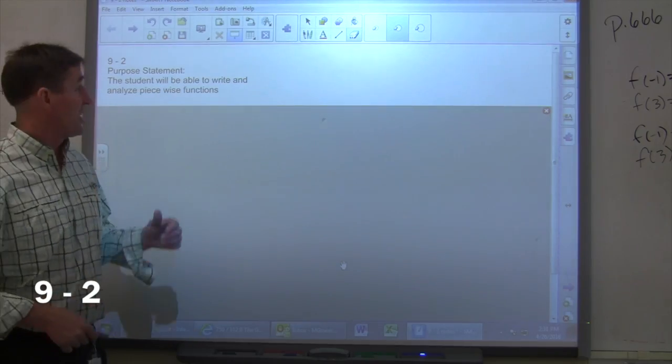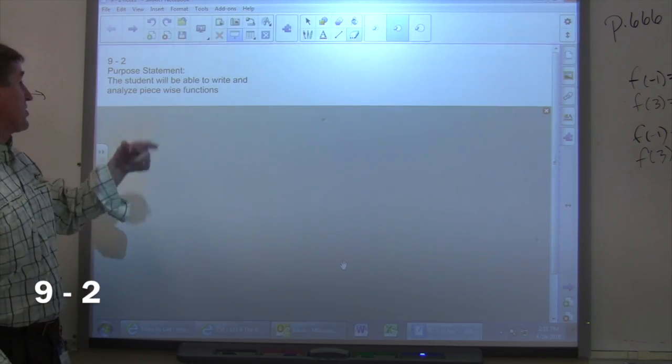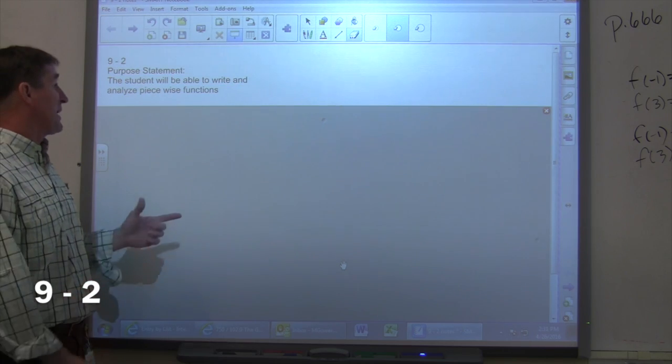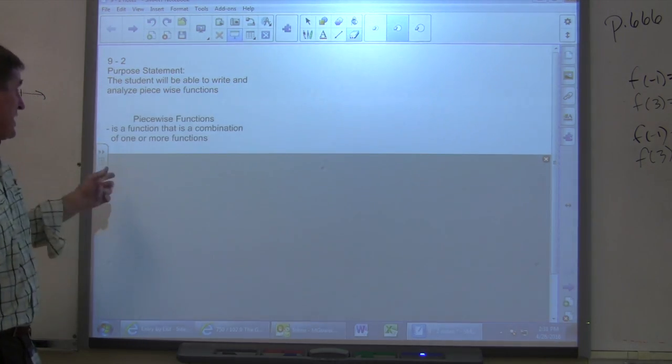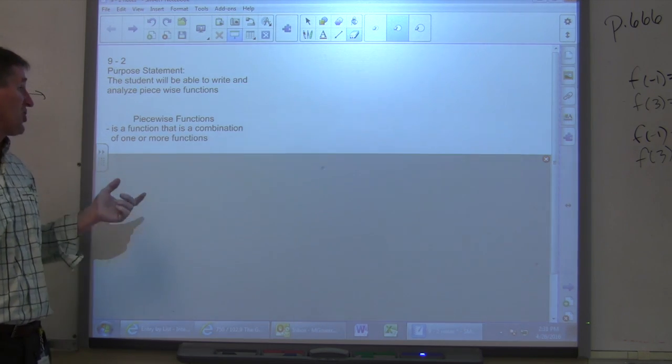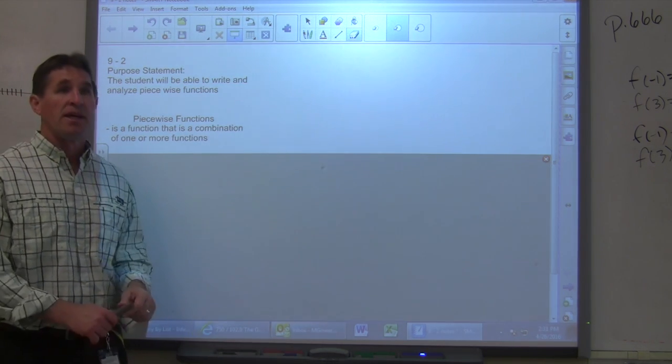So today we're doing section 9.2. Our purpose statement is the student will be able to write and analyze piecewise functions. A piecewise function is a function that is a combination of one or more functions.